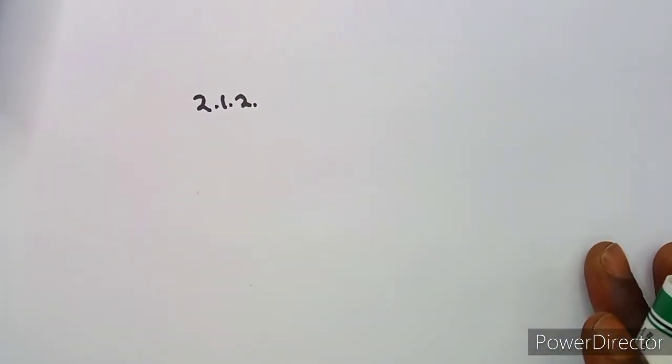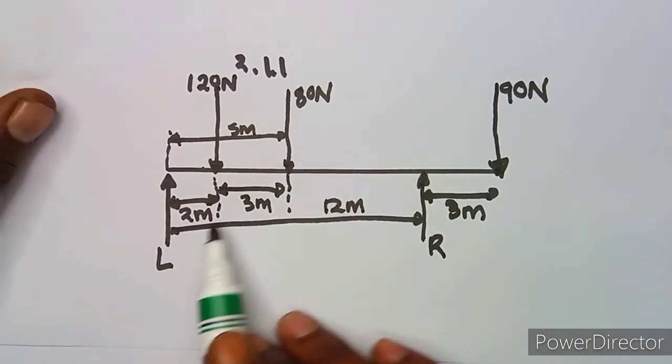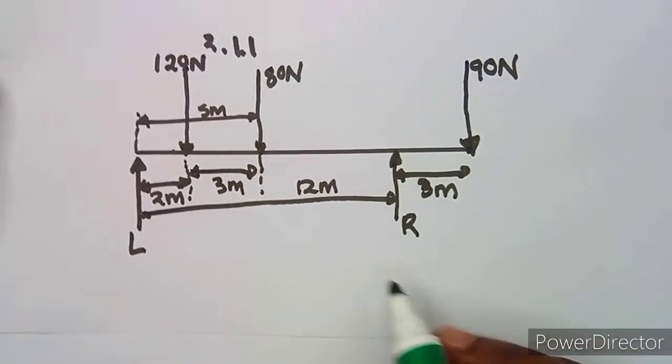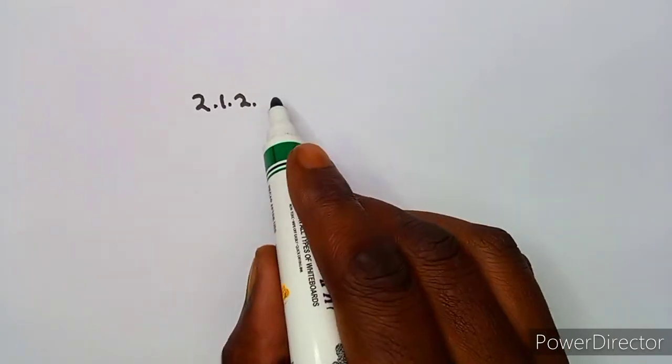Okay, so let's see what we are having. The first thing that we can take, we have to take either moments about L or R in this case. So let's start with L. Okay, so we have moments about L.